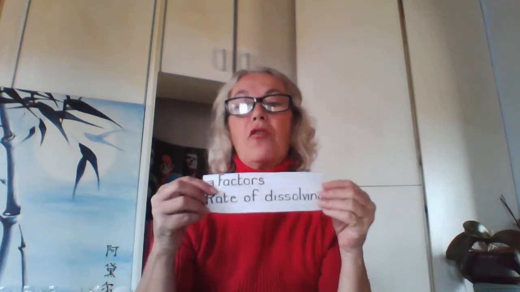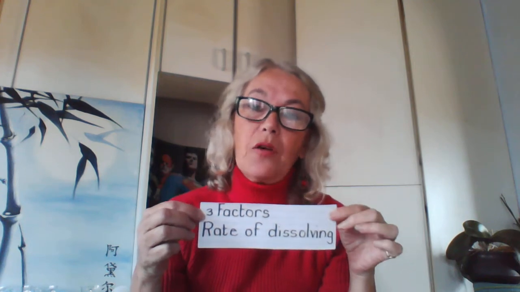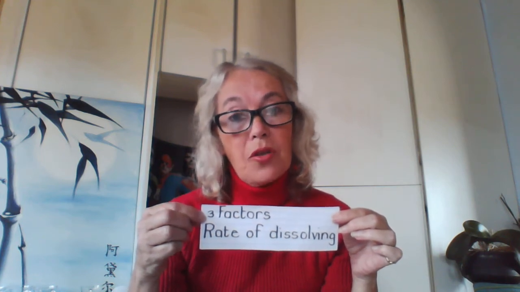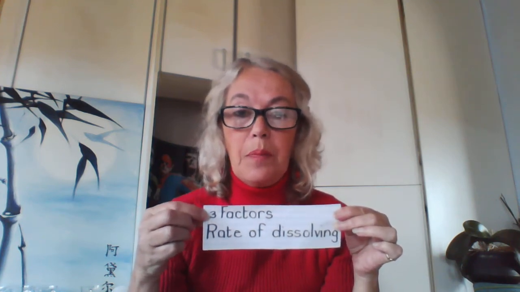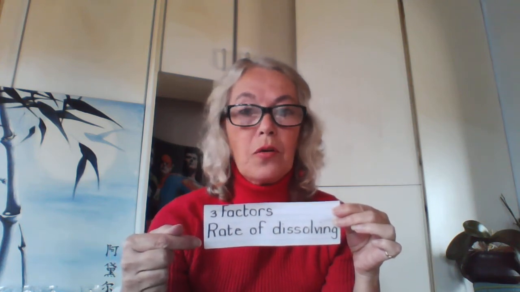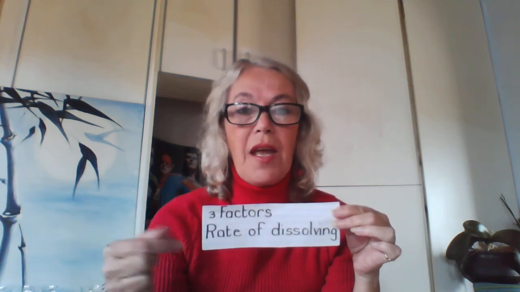But this time we are going to focus on 3 factors that influence the rate of dissolving. Now remember, the rate of dissolving, rate means how quickly or slowly something takes place. So what we're going to do today, we are going to take our solvents and manipulate 3 factors to see how fast or slow they dissolve.